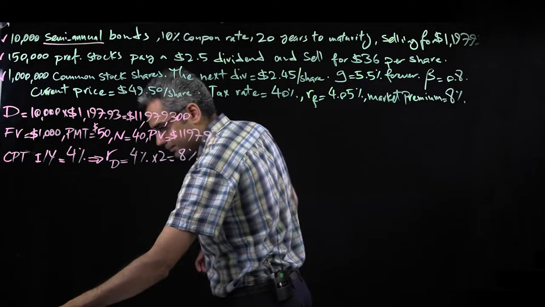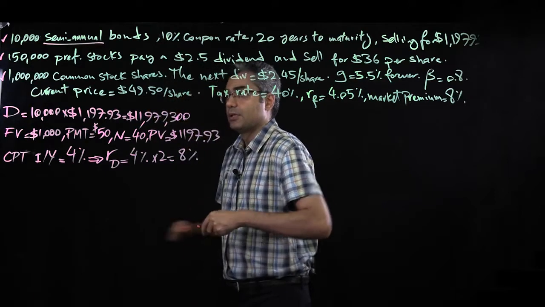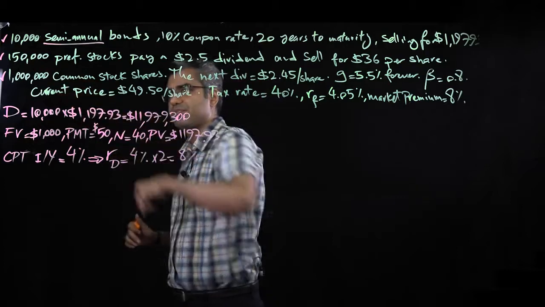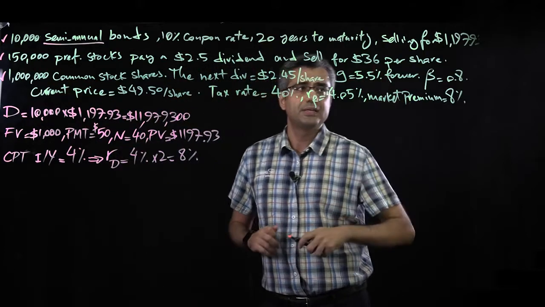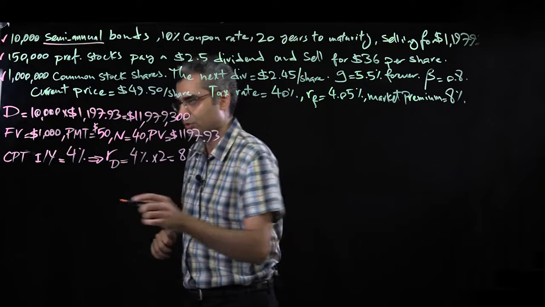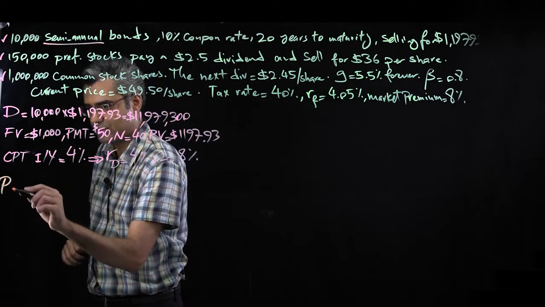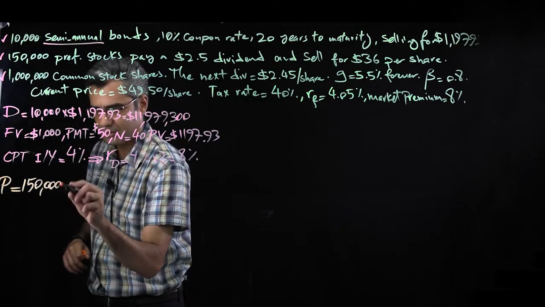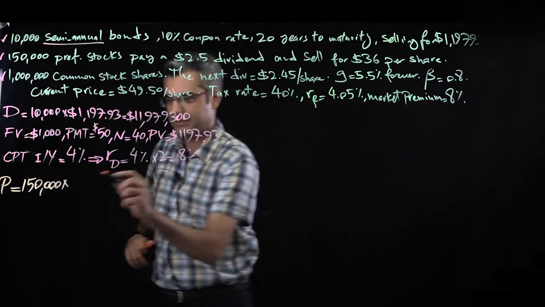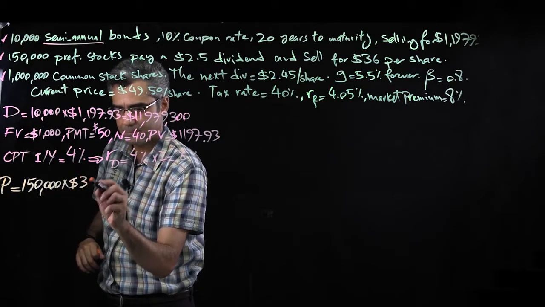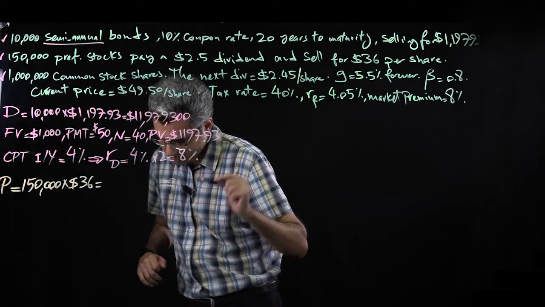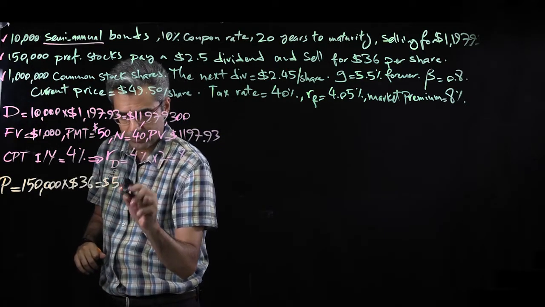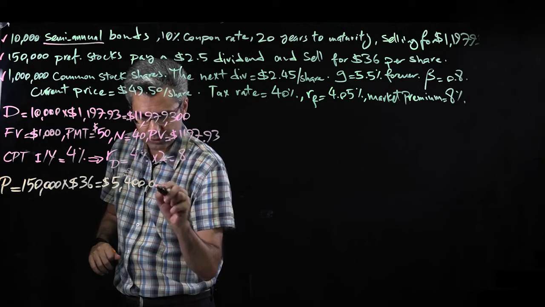The next one is preferred stocks. What's the size of preferred stocks? 150,000 shares, each of them $36. So I write P. P means the size of preferred stocks: 150,000 shares outstanding, multiplied by $36. If you do the calculation, you will get $5,400,000.